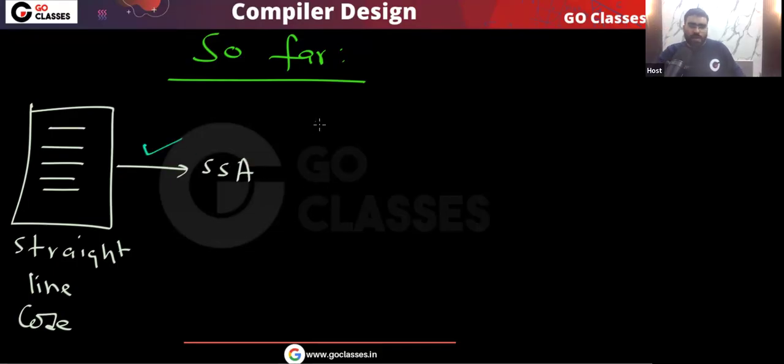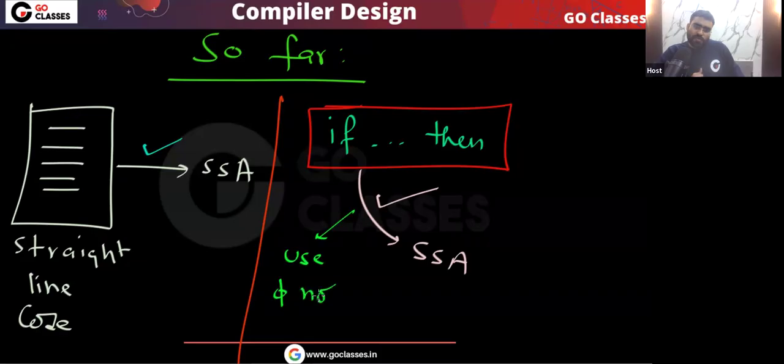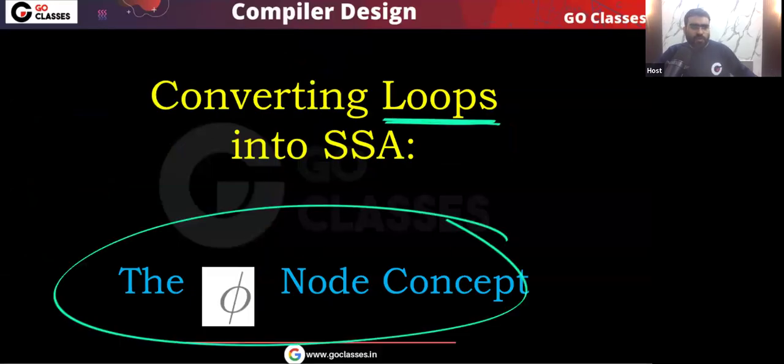This we have seen. Also, we have seen if-then statements, how to convert them to SSA. This also we have seen. You have become experts. Here we use phi nodes. So now we will see how to convert loops into SSA. The same phi node we are going to use.